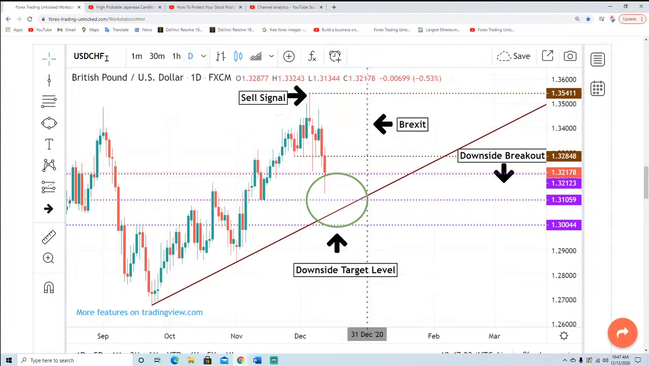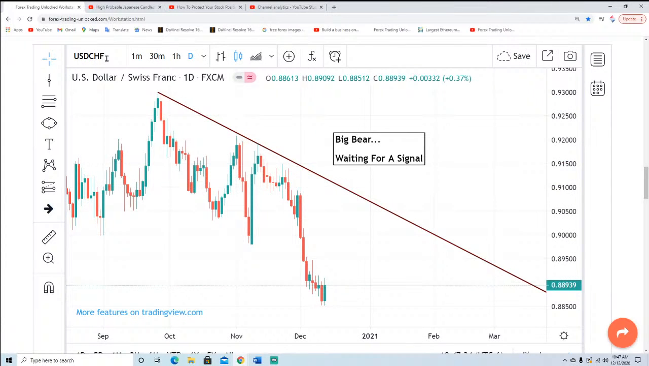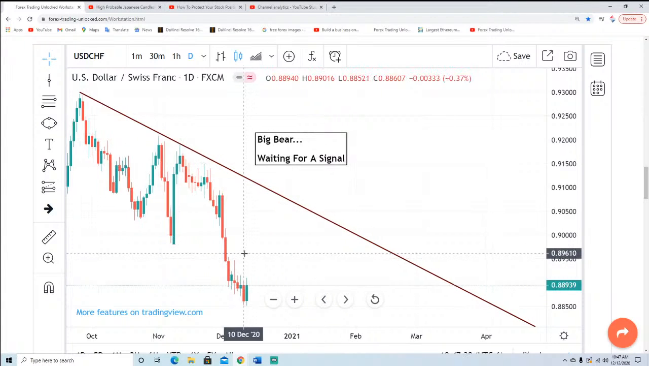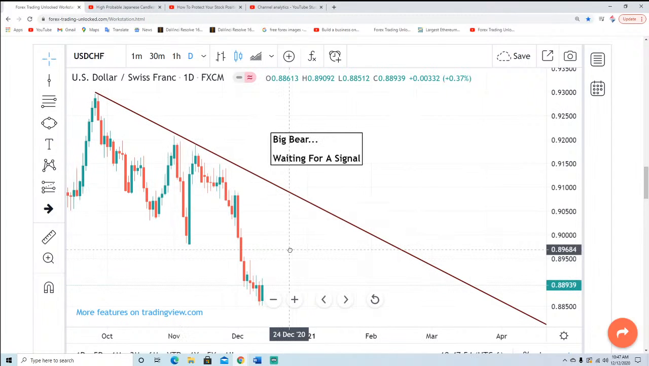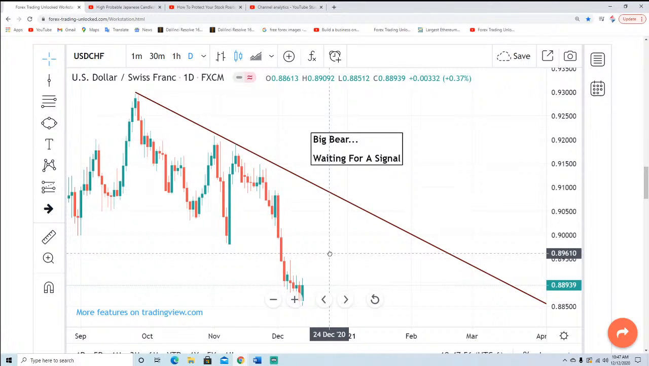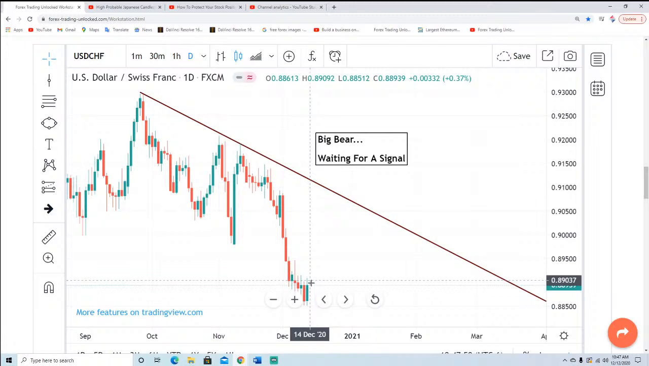US dollar CHF. Let's see how this is going. Interestingly enough, what do we have here? We were a big bear. We were waiting for a signal. Guess what we got? We got a signal here. We definitely got a signal. So what happened in this day right here? We have this rally, and we settled. Let's see, what was the open? Did we do it? 88.94, 88.93.9. Nope, it's not quite. Okay, so this stayed inside. So interestingly enough, we don't have a buy signal here, even though we had a very positive close.